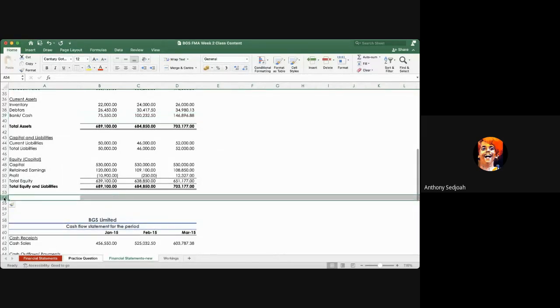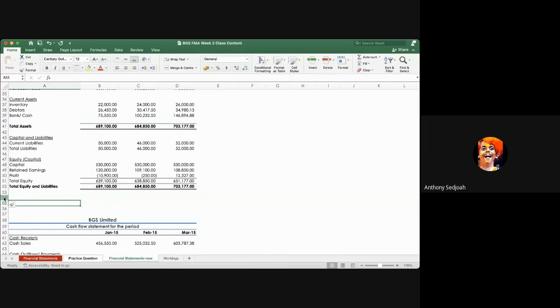So let me show you another way that you can use to check. Let me call this balance sheet check. I'm going to use a simple formula that will show true or false to let us know whether our balance sheet has actually balanced. Who knows what that formula will be? Isabella, do you know what the formula will be? I want to input a formula that will tell me true if my total asset is equal to my total liabilities, or false if my total asset is not equal to my total liabilities.